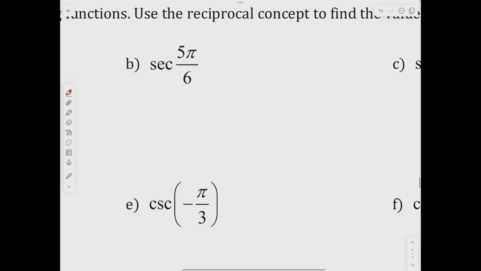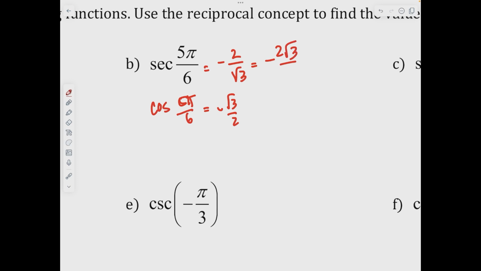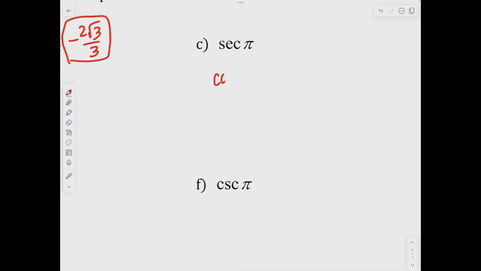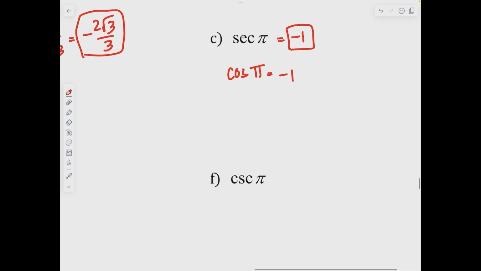Okay. For b, secant is the reciprocal of cosine. So cosine of 5 pi over 6 is going to be negative root 3 over 2. So therefore this is negative 2 over root 3. Rationalizing my denominator, I am at negative 2 root 3 over 3. Secant of pi is the reciprocal of cosine of pi. So cosine of pi is negative 1, that means secant of pi is also going to be negative 1.